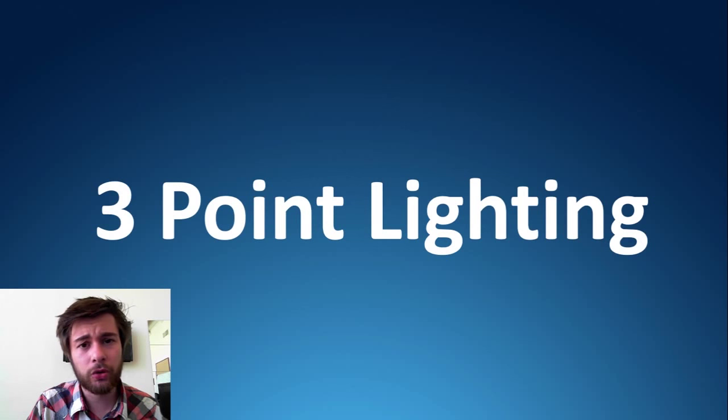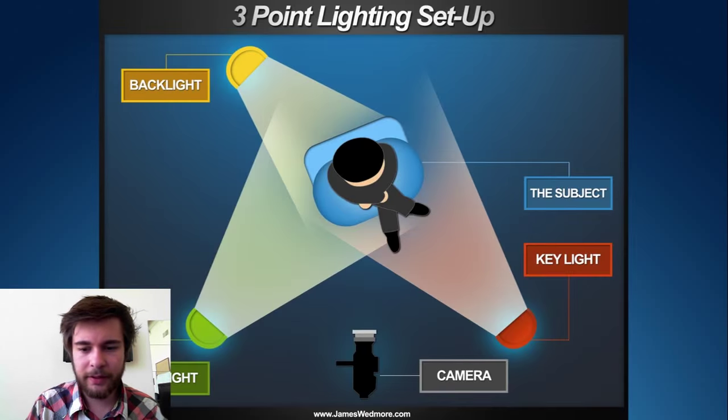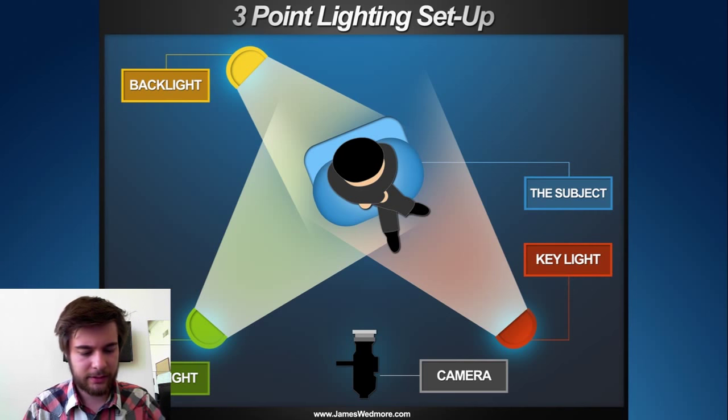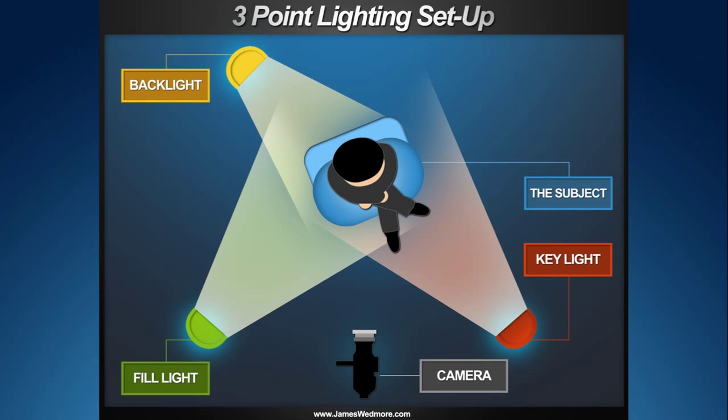There's a technique called three-point lighting. And as it suggests, we've got three different lights. The principal light, I'm just going to set this back to monitor capture so you can see the full diagram. The principal light is the key light. This is illuminating our subject. It can be a person's face or simply the object we're looking at. Second to that is the fill light.